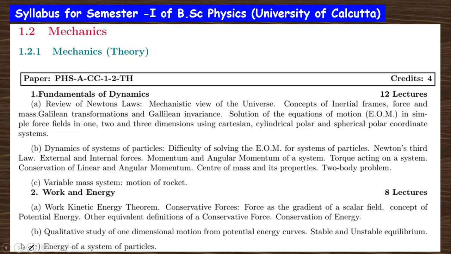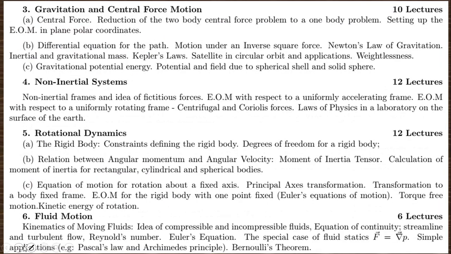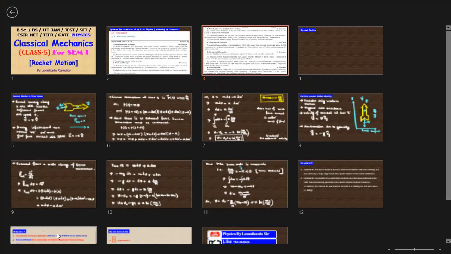So let's start. This is the syllabus for the B.Sc. Physics first semester of the University of Calcutta. This portion, portion A and portion B, was already covered in the previous lecture. In this video, we want to cover this portion, that is, the variable mass system or the motion of a rocket. This is the total syllabus of mechanics. We will cover it lecture by lecture.